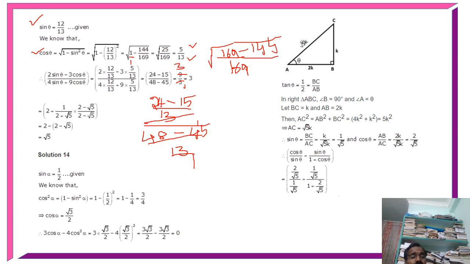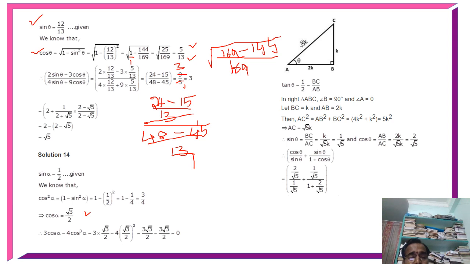Suppose the value is given, and one more question is given: sin alpha is 1 by 2. Then find the value of cos alpha, and also 3 cos alpha minus 4 cos cube alpha. Keep in mind, sin alpha is 1 by 2. Again, from the identity, cos square alpha is equal to 1 minus sin square alpha. So after that, taking the root, we get root 3 by 2.